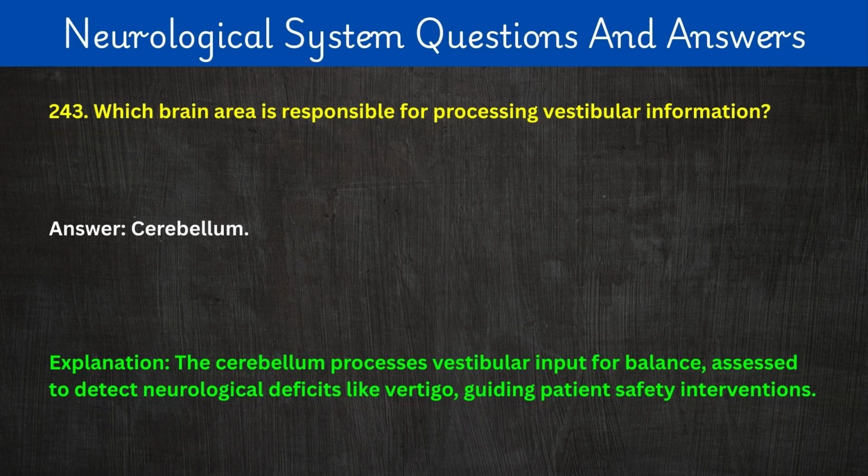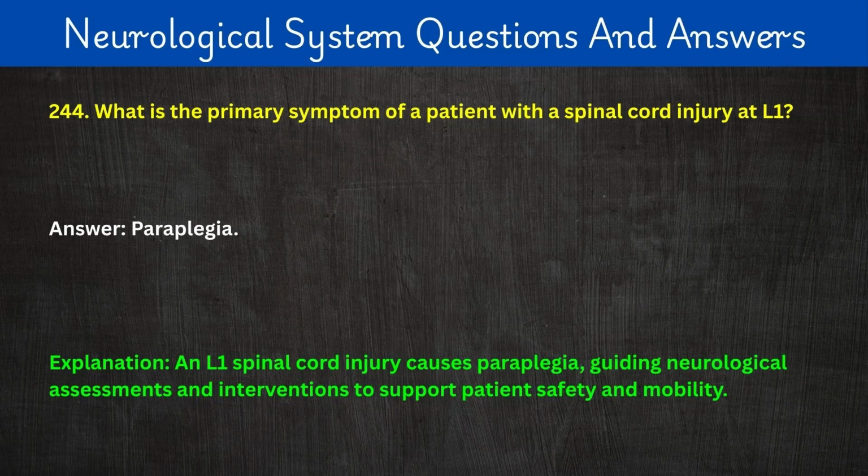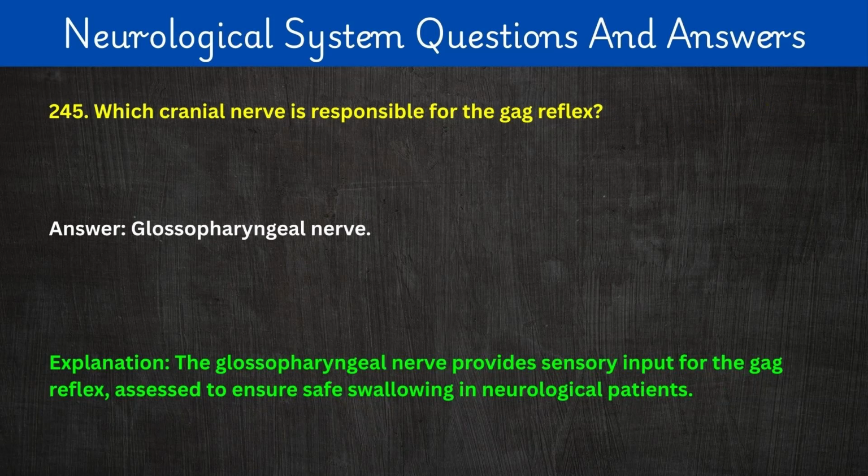243. Which brain area is responsible for processing vestibular information? Answer: cerebellum. Explanation: the cerebellum processes vestibular input for balance, assessed to detect neurological deficits like vertigo, guiding patient safety interventions. 244. What is the primary symptom of a patient with a spinal cord injury at L1? Answer: paraplegia. Explanation: an L1 spinal cord injury causes paraplegia, guiding neurological assessments and interventions to support patient safety and mobility. 245. Which cranial nerve is responsible for the gag reflex?